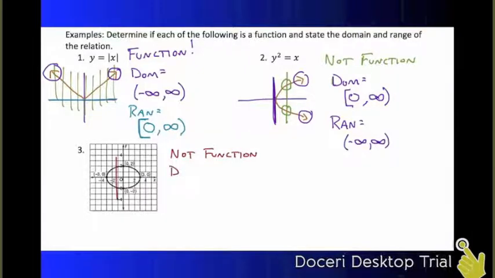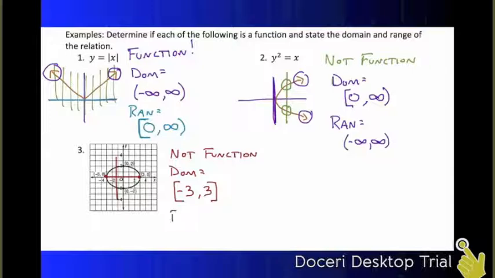We still do need the domain though, which is all of the x values. So where does this function go from, and where does it go to on that x-axis? Well, it goes all the way over to here at -3, and then it goes all the way across to +3. And you'll notice that both of those are included, so we want to make hard brackets on both sides to show that they're included.